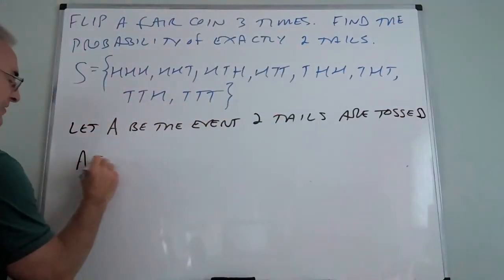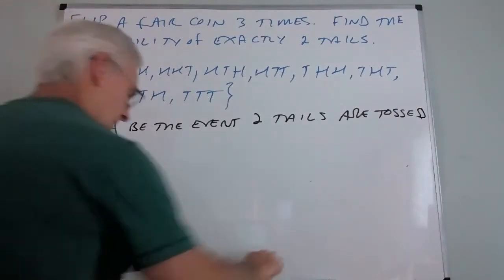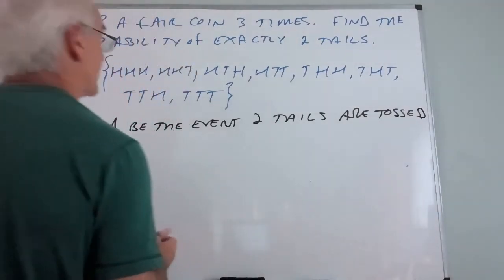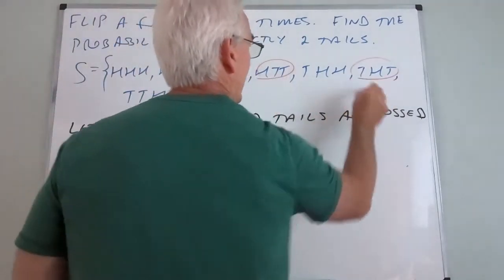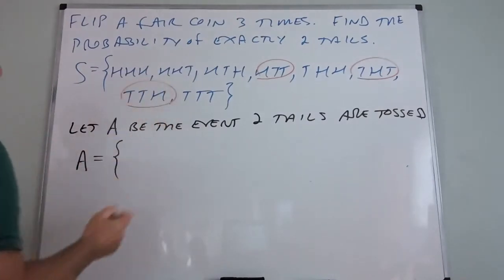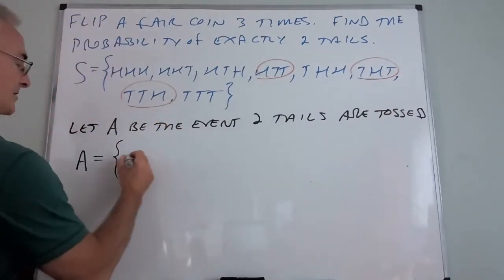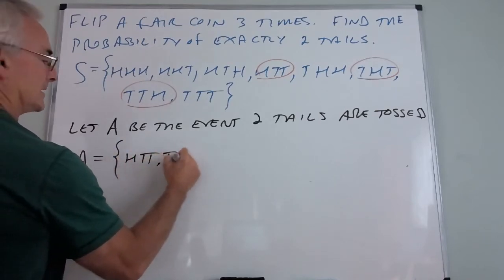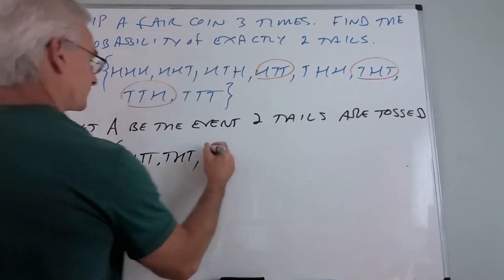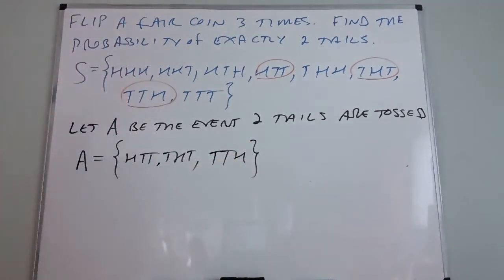A is a set. A is not a value. So what would A be? Which of these would be in A? Look at all of the outcomes that have exactly 2 tails. That one, that one, that one. So if A is the event that exactly 2 tails are tossed, then A is HTT, THT, TTH.